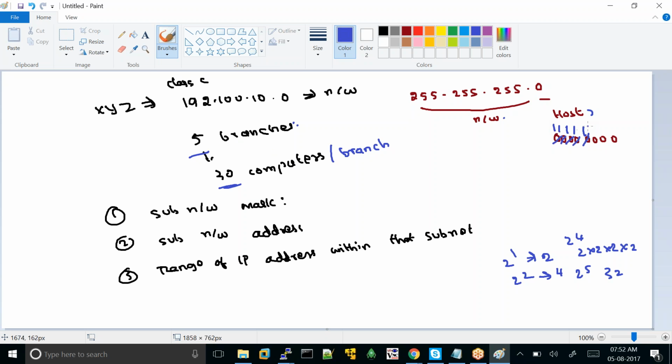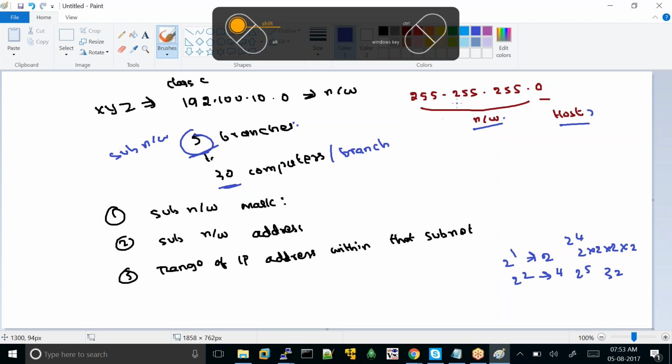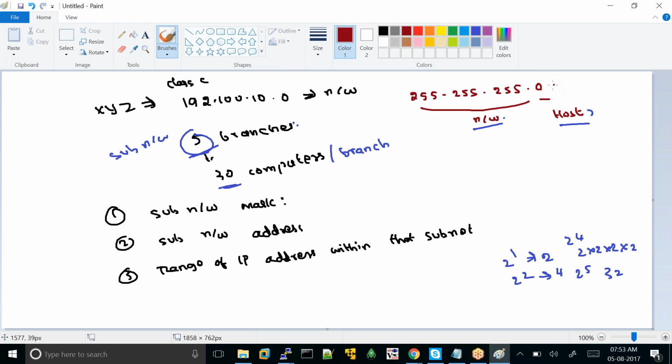So how many subnets do we need to have? The number of subnets that we need to have is 5. Therefore, we need to have 5 subnets.